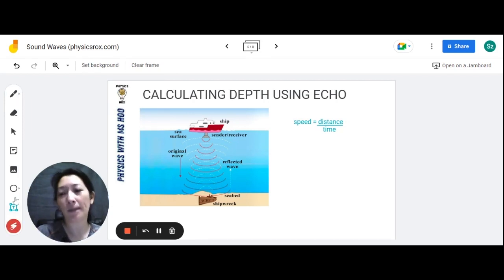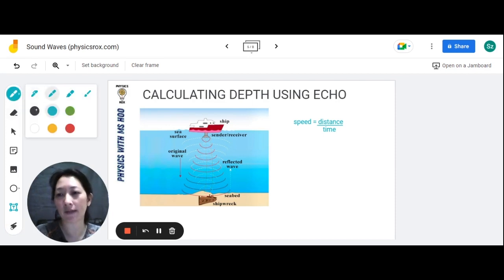So what happens is the machine here will measure the time it takes for the sound to be sent out and to be received. But here's the thing. The distance traveled is double the depth because the sound has to travel down and back up.